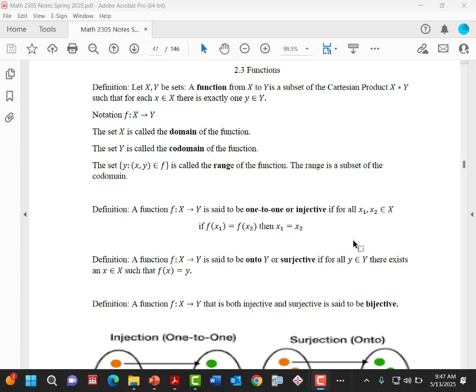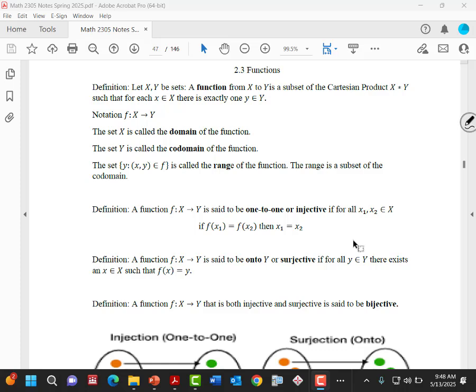Definition: let X and Y be sets. A function from X to Y is a subset of the Cartesian product X cross Y, such that for each x in X, so for each little x in the big set X, there is exactly one y in Y.